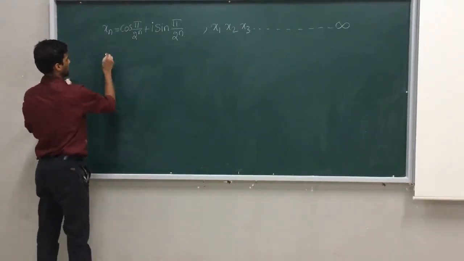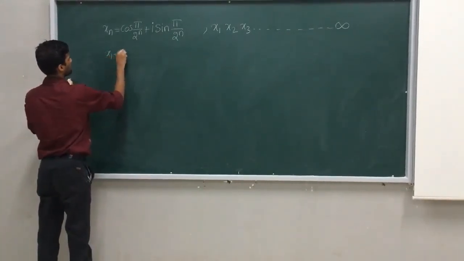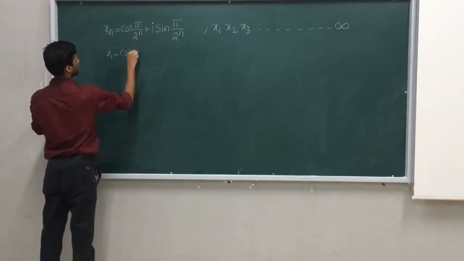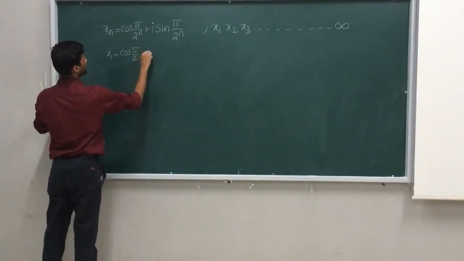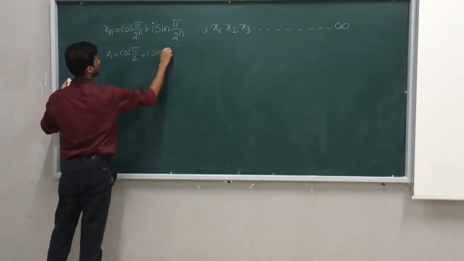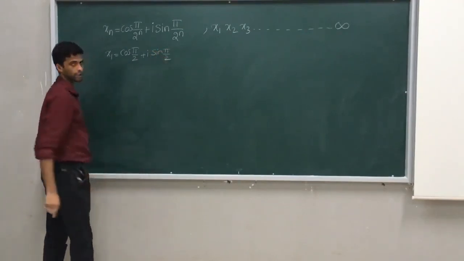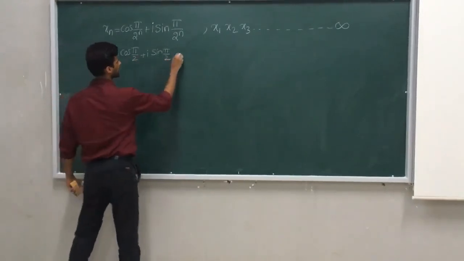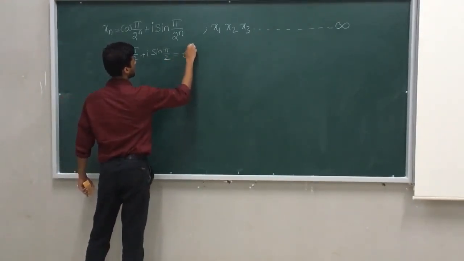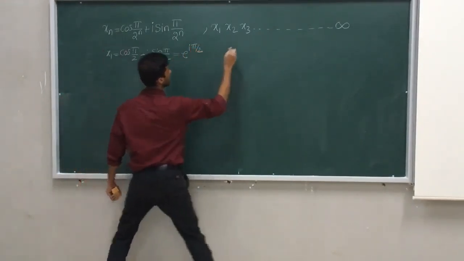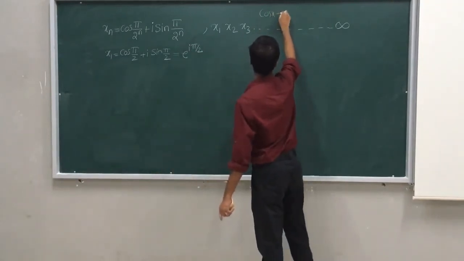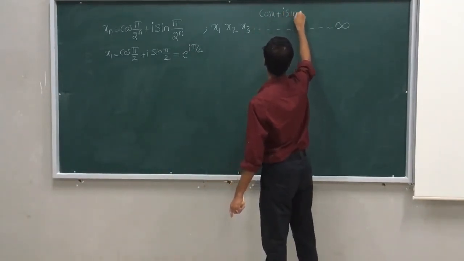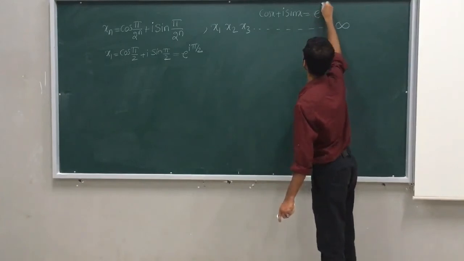I want x1. To get x1, what will I do? I will put n equals 1: cos pi by 2 plus i sin pi by 2. I told in the synopsis, or today when I came, what is cos theta plus i sin theta? It is e power i pi by 2, because I know that cos x plus i sin x can be written as e power i x.